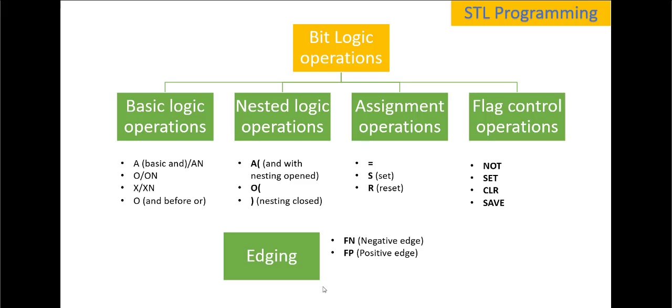So, bit logic operations. We decided to classify bit logic operations into 5 categories. First, we have the basic logic operations. Basic logic operations only work with the PLC status word register. They do not require any additional memory and do not require help or use of the nesting stack inside the memory area of the PLC.